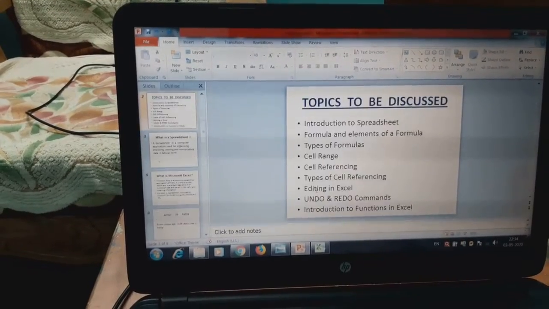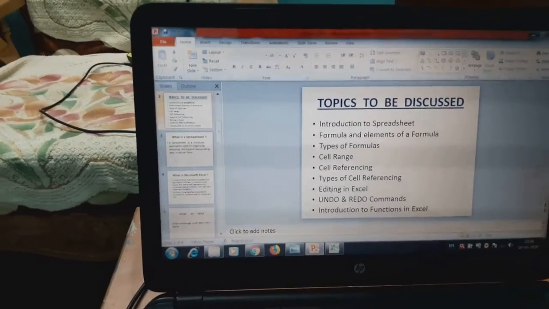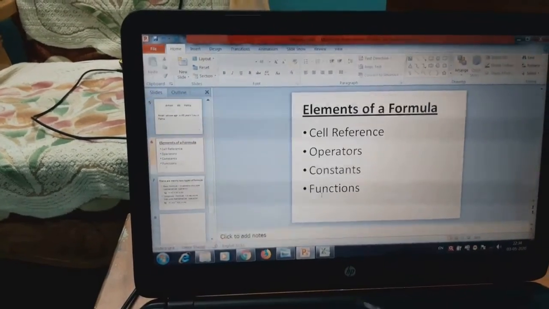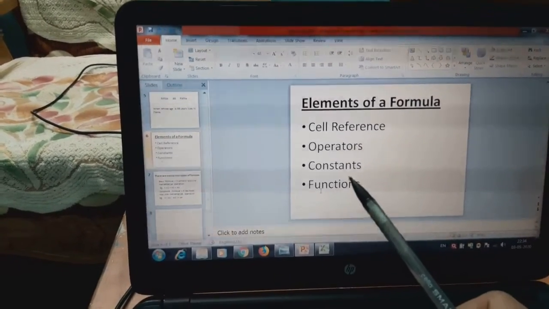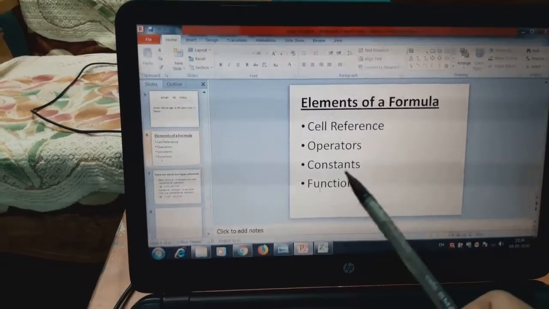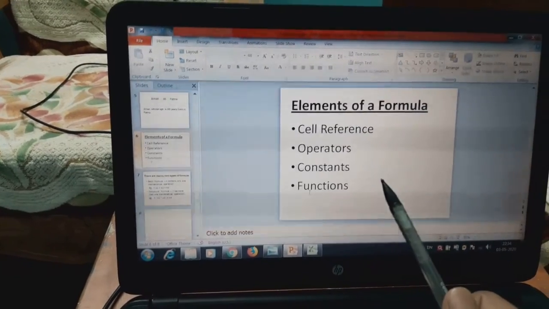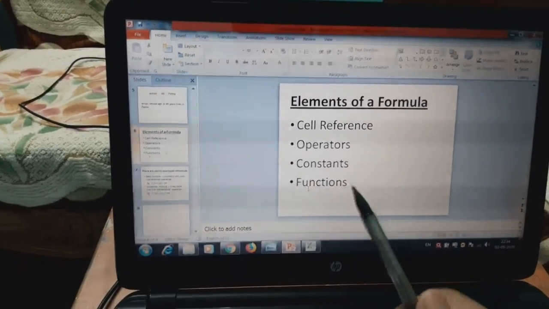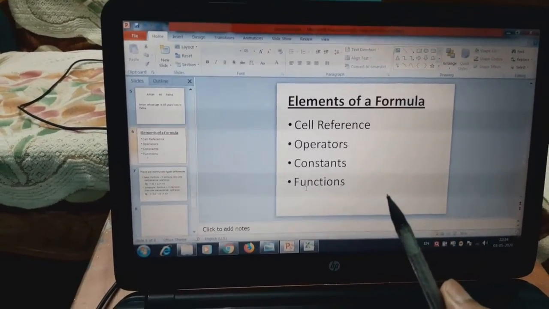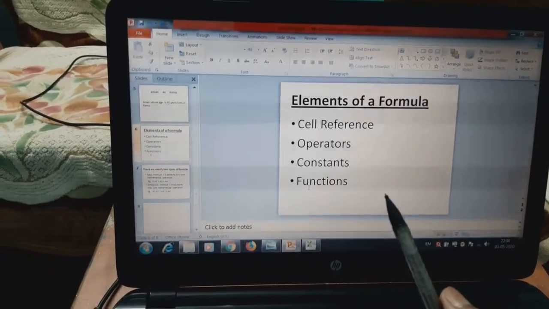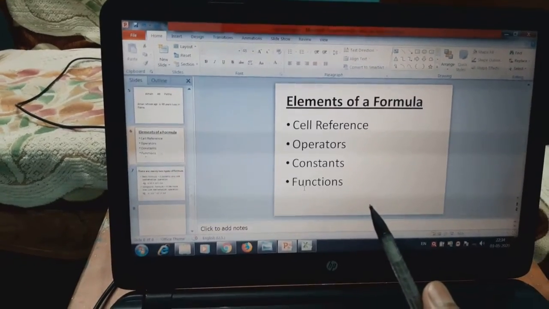Now come to the third point, another topic, that is formula and elements of a formula. What is a formula in MS Excel? A formula is a user-defined expression that can include cell references, letters, numbers, arithmetic operators, and parentheses, which helps us to perform calculation in a worksheet. So, there are basically two types of formula. One is basic formula and another is compound formula. I will come to this topic later.